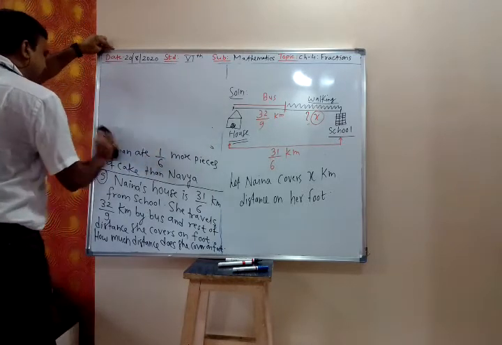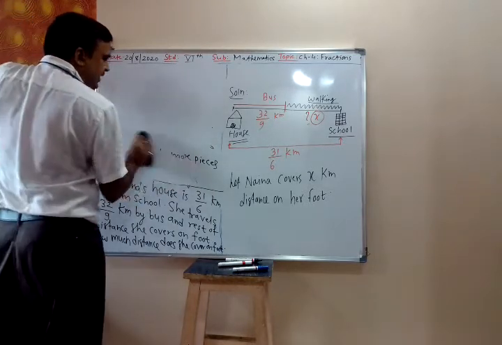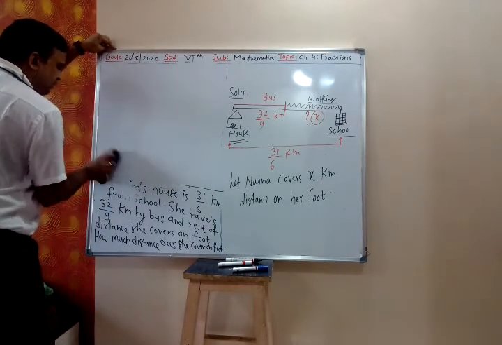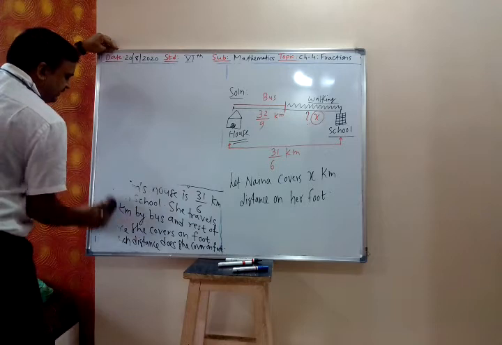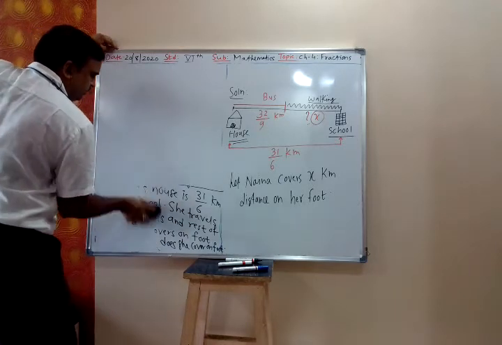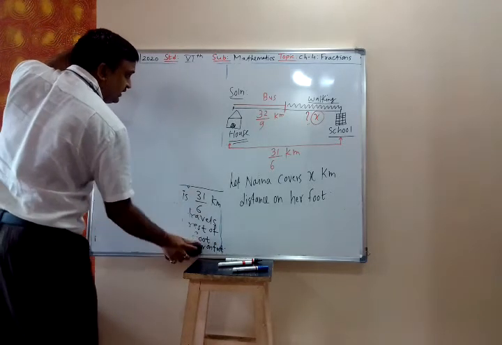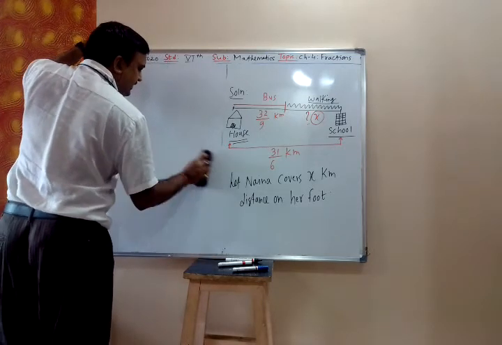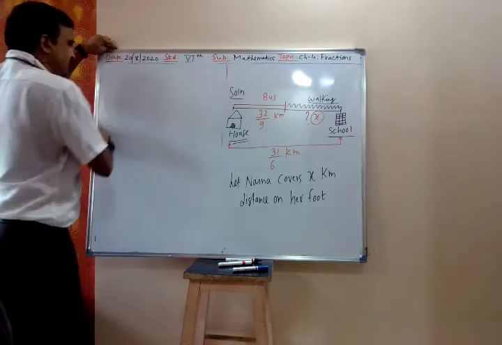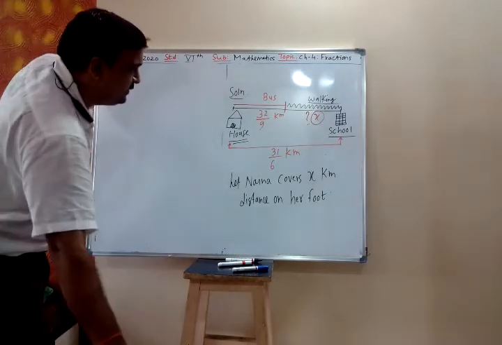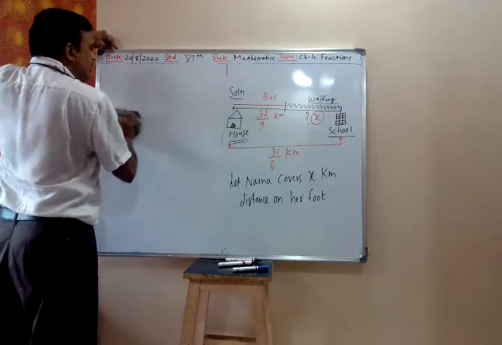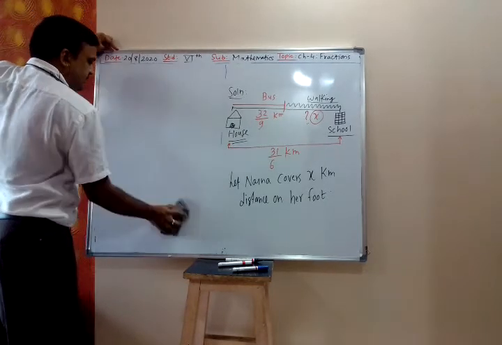What is that x? We have to find. Let Naina cover x kilometers of distance on her foot. The total distance between the school and Naina's house is 31 by 6 kilometers. Then the sum of the distance she covers by bus and the remaining distance to reach the school she travels on her foot, means by walking.